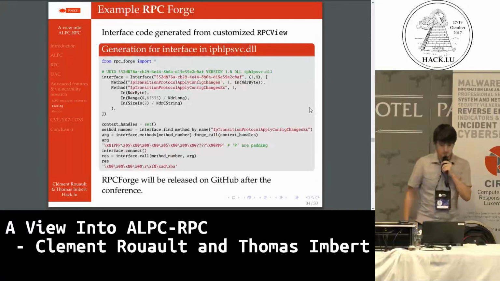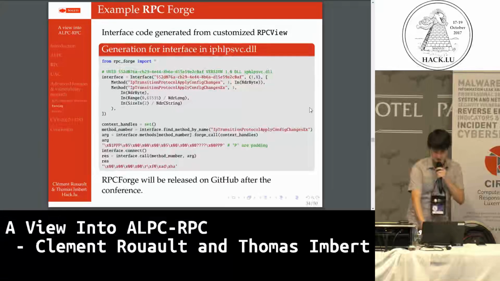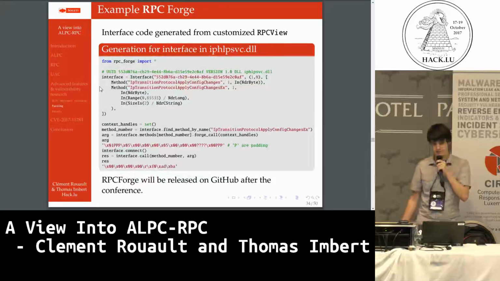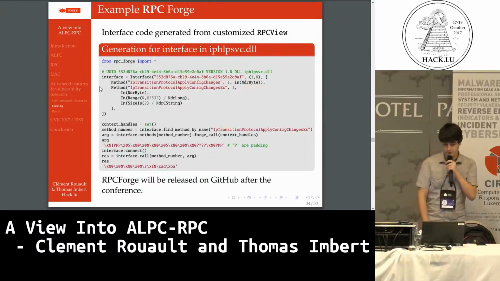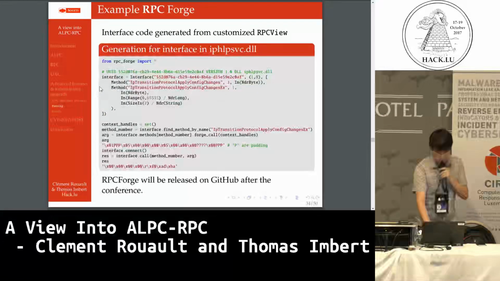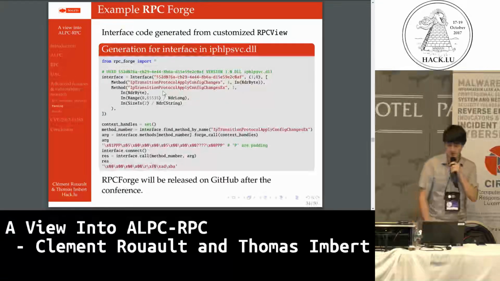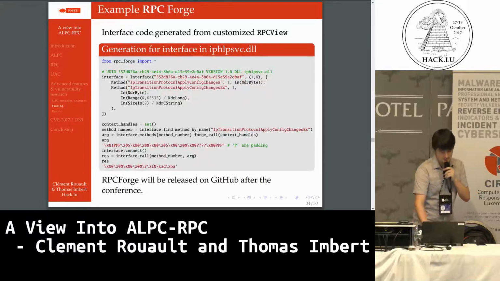So let's see an example of how the NDR stream is generated. The interface Python code is generated using RPC View, the tool Clement showed you before. It's a customized version. It's not generating Python code, but we built it to do that. So if we want to call the IP transition protocol apply conflict change X, which takes 3 parameters, a byte, then a long, then a string. The string size is referred by parameter 2, so this long is the size of the string, and it's bound between this value.